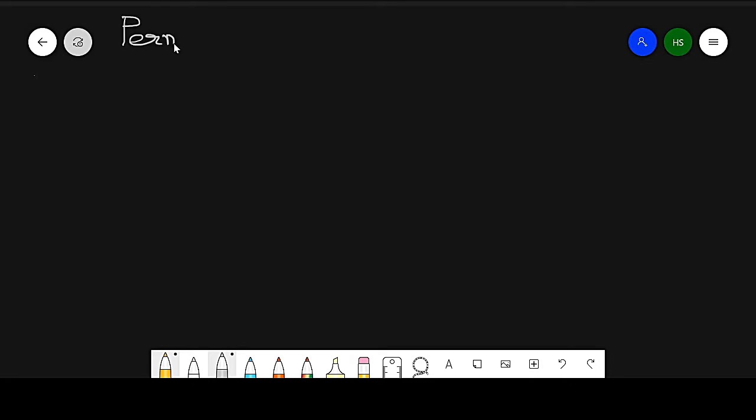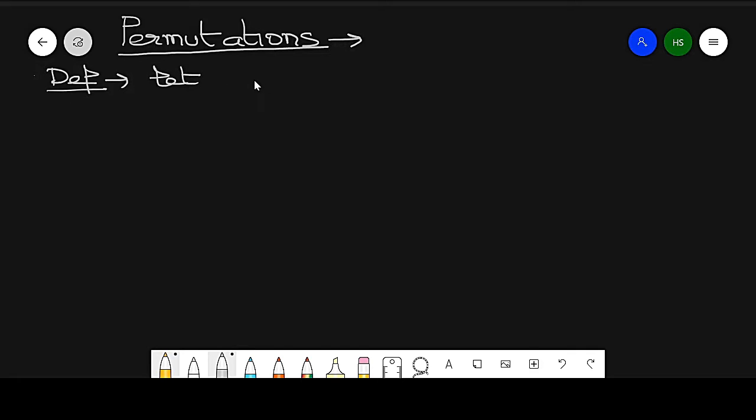So next topic is permutations. So first definition. Let S be a non-empty set.